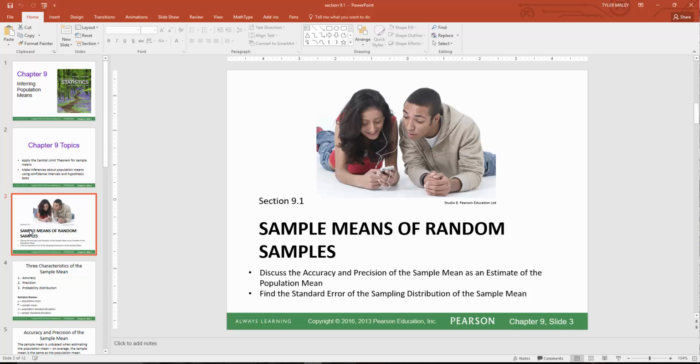Section 9.1 kind of just sets the stage to start talking about those items. Section 9.1 is sample means of random samples. Some big picture things here: we want to be able to discuss the accuracy and precision of the sample mean as an estimate of the population mean, and be able to find the standard error of the sampling distribution of the sample mean.